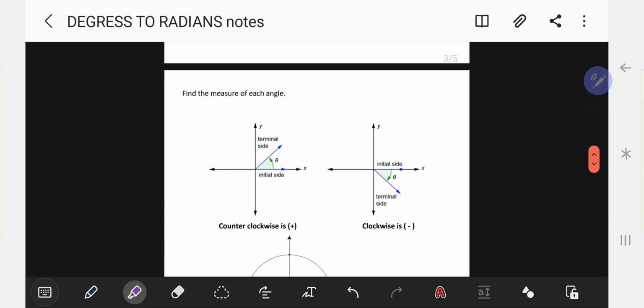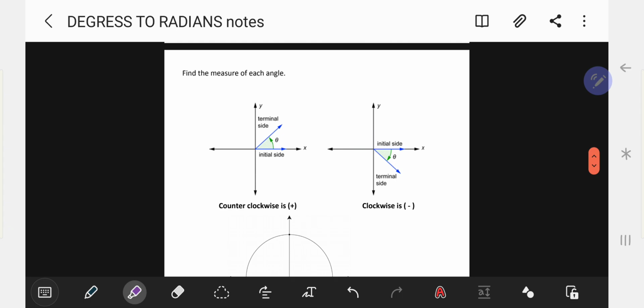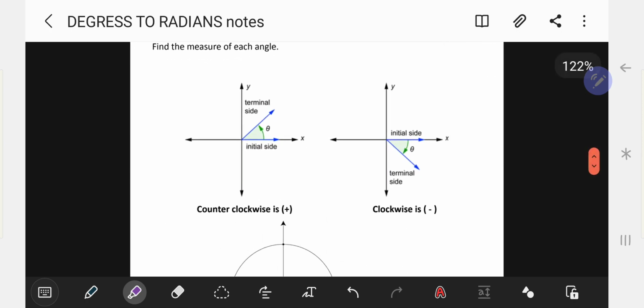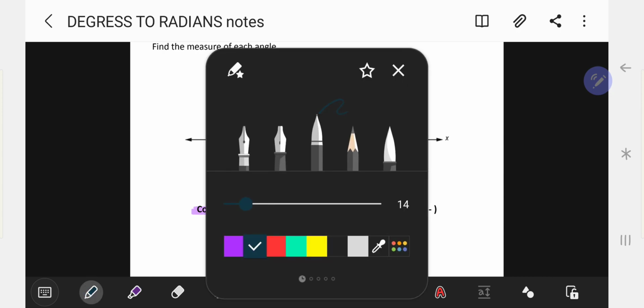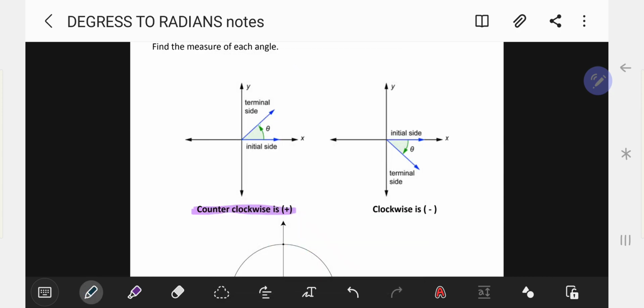All right, so the next thing that we are going to learn is how to find angle measurements here on a coordinate plane. This is going to start introducing us to eventually talking about the unit circle, but for now we're just going to look at a coordinate plane. So what this says is if you are going counterclockwise, your degrees, or radians for that matter, will be positive. Since this arrow is going counterclockwise in this direction, that will give me positive angle measurements.